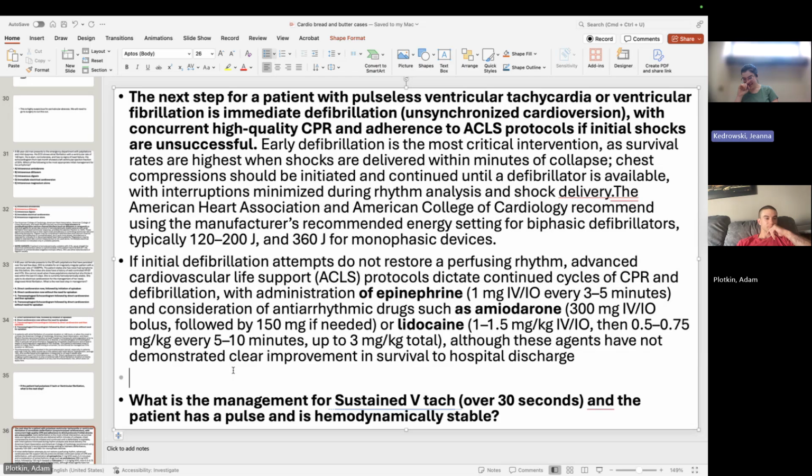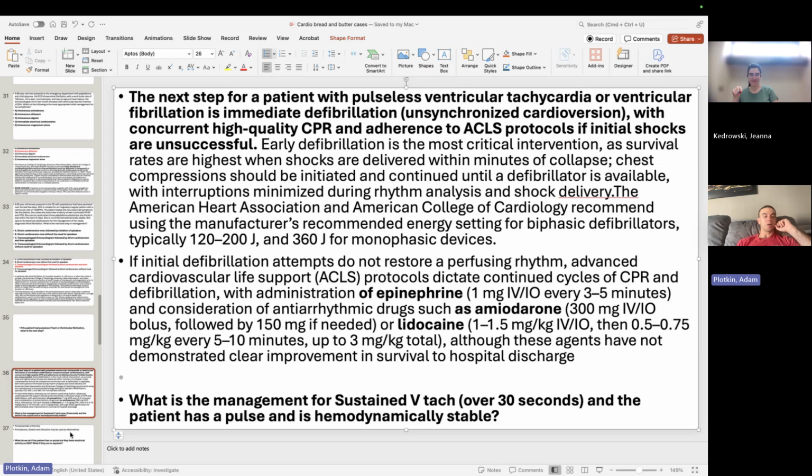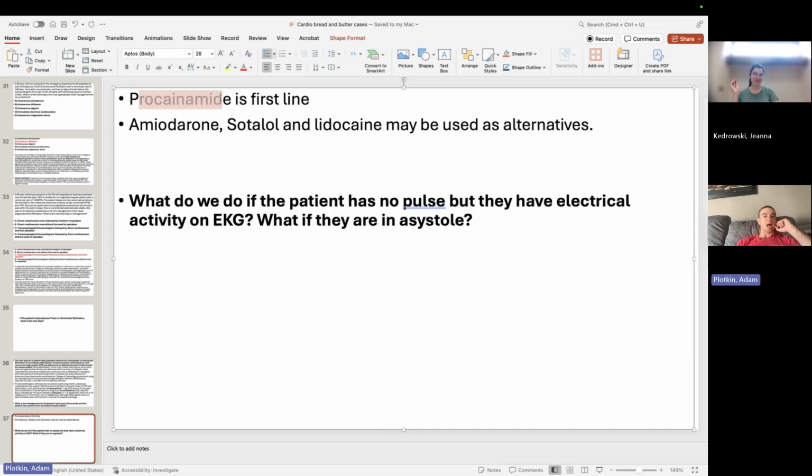I think it's amiodarone. Amiodarone used to be the gold standard. Now it's procainamide. I will tell you though, sometimes the board exams are slow to catch up, so amiodarone could still absolutely show up. Sotalol, lidocaine, and again, only one of these could be presented as an option. So if you're familiar with all of them, you'll be totally fine.